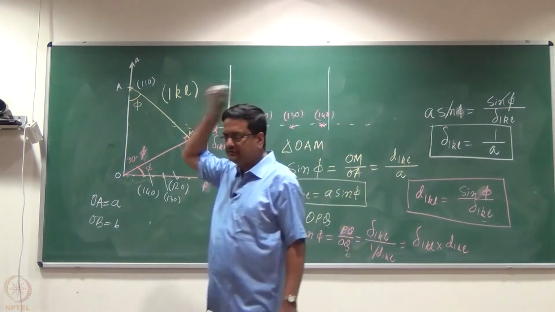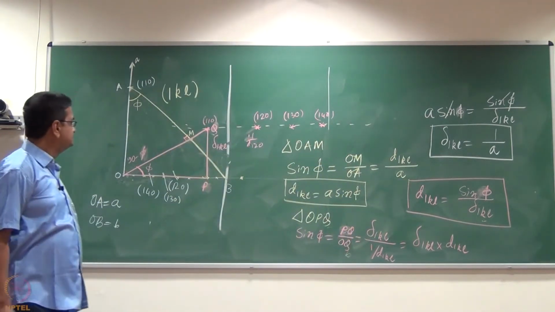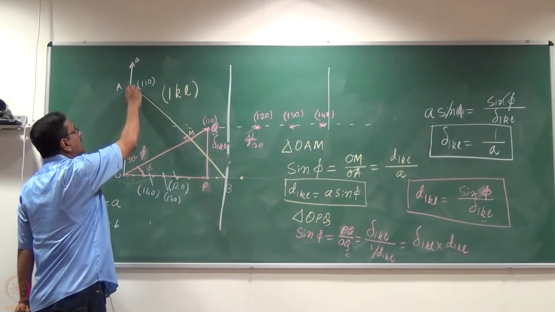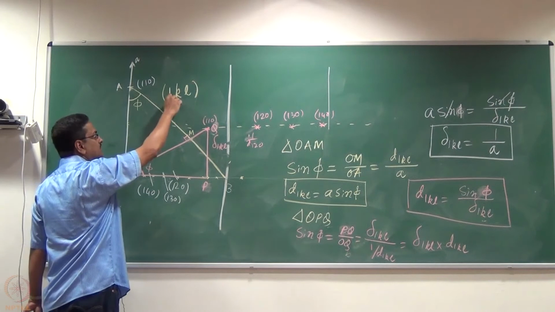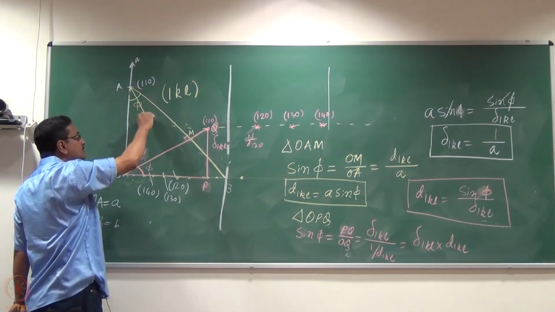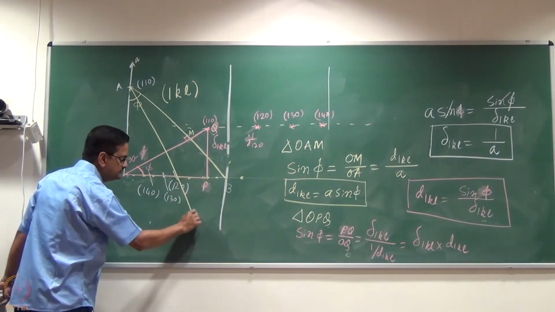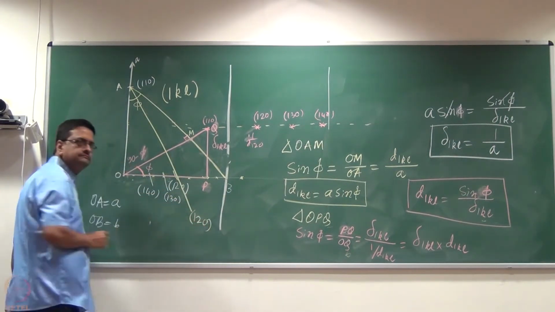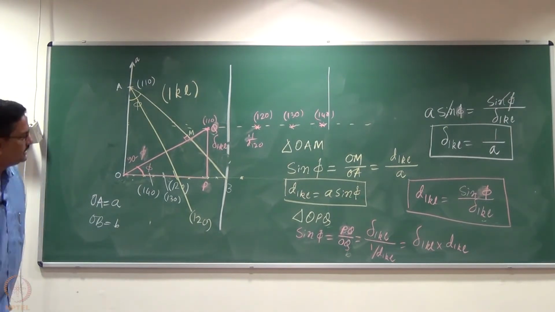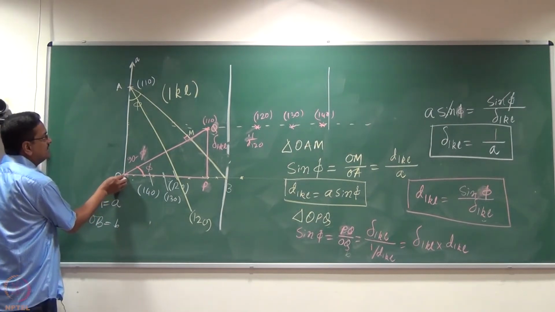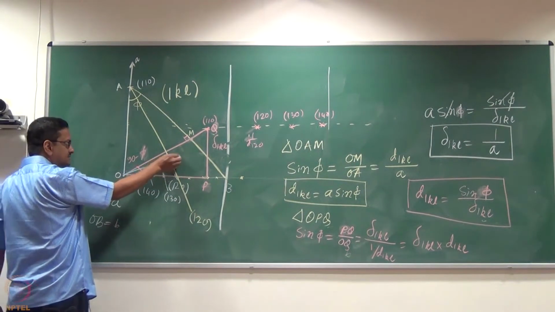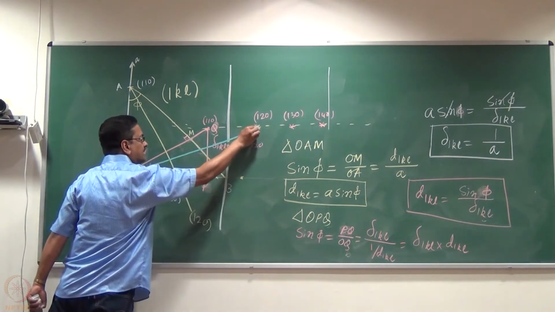Now I will redraw those lines back. This is the 1KL line. I am drawing the 110 line, and the 120 line. I am dropping a perpendicular from here and extending it to that point.